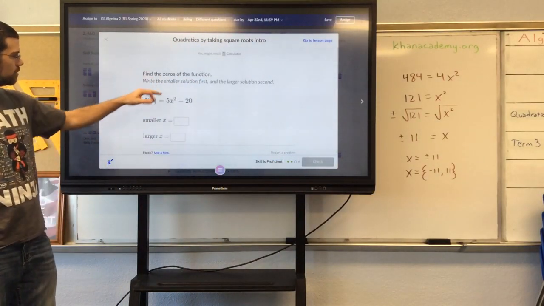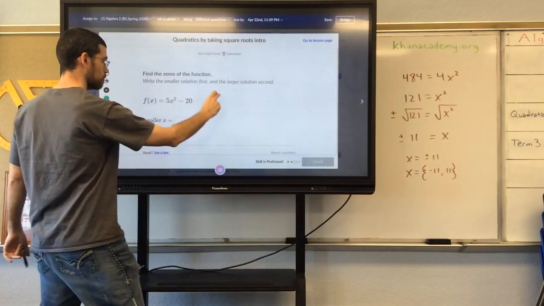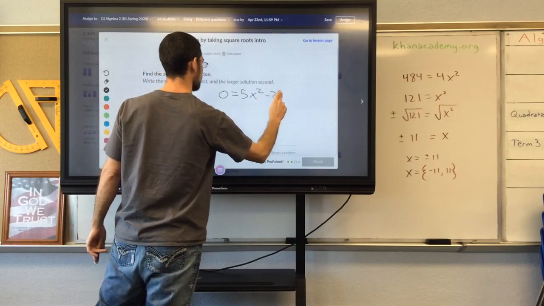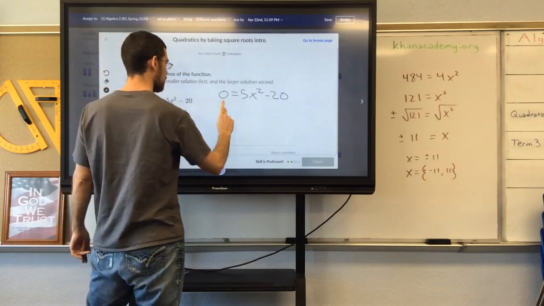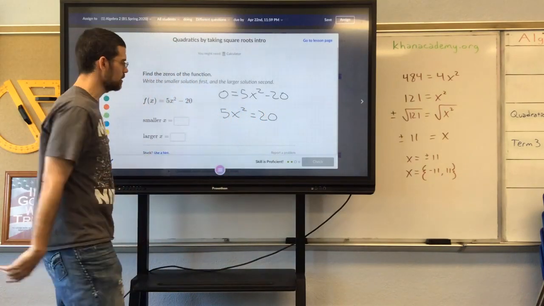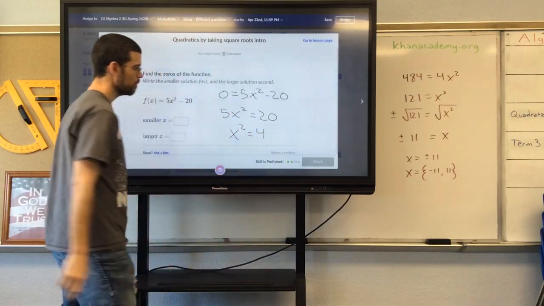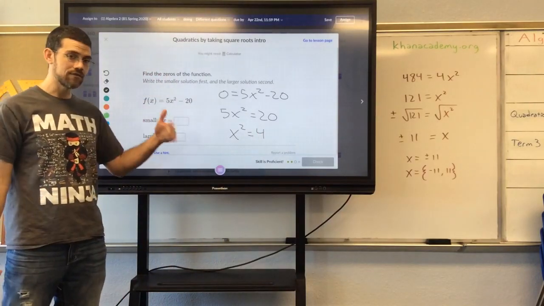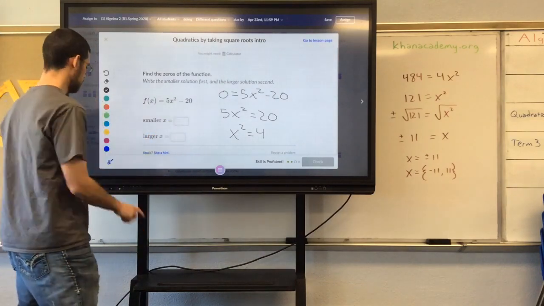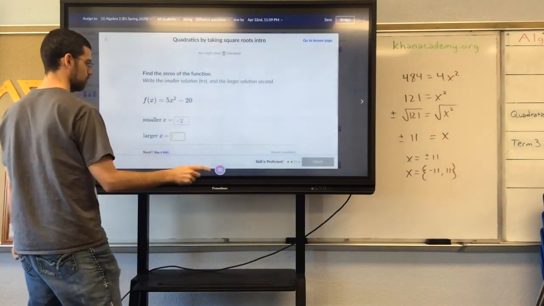All right, find the zeros. So when f of x equals 0, what must x be? Well, add 20 to both sides. We get 5x squared equals 20. Flip-flop the sides of the equation, that's all right. Divide by 5 gives us x squared equals 4. There are two solutions to that. Negative 2 times negative 2 is 4, or 2 times 2 is 4. Negative 2 is the smaller. Positive 2 is the larger.